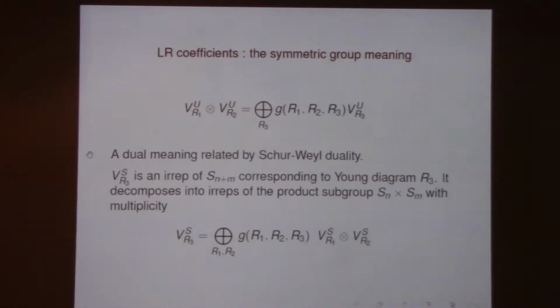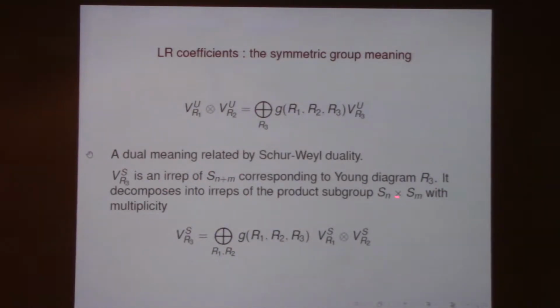But it's very important and interesting that these same coefficients have a meaning just purely in symmetric groups. And that is a consequence of Schur-Weil duality as well. So you take a Young diagram with n plus m boxes, it corresponds to an irreducible representation of the symmetric group on n plus m elements.